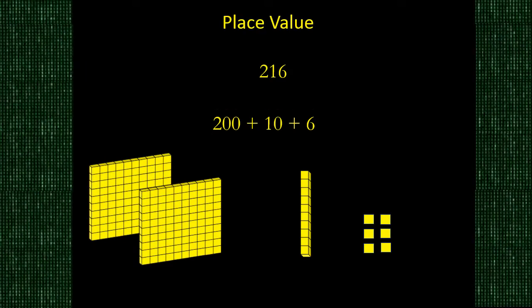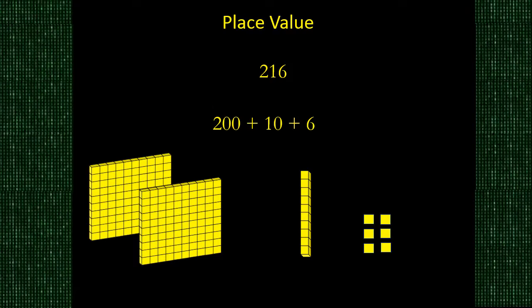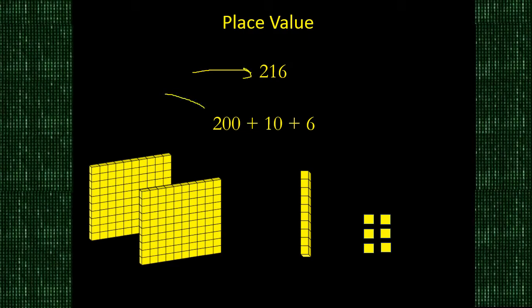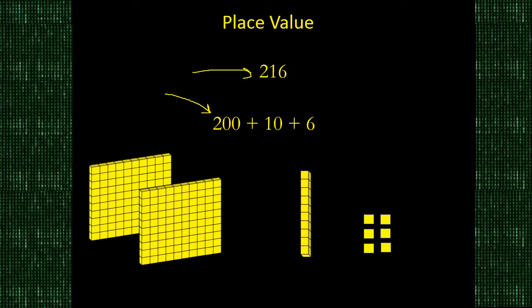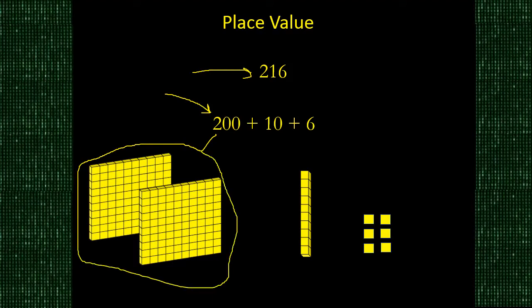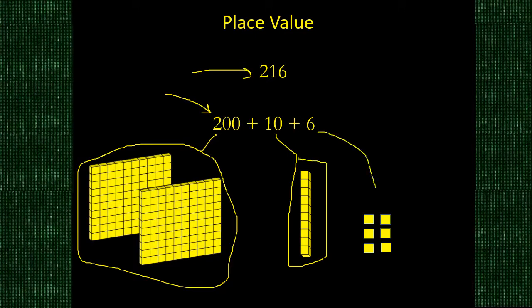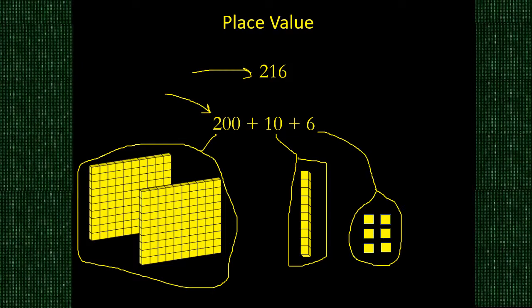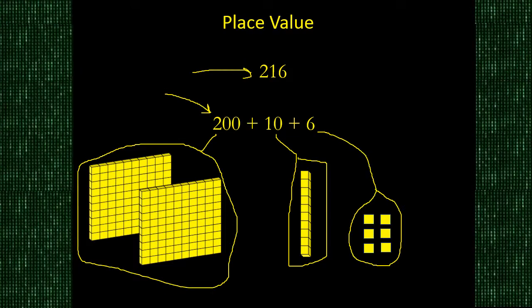So now let's take a look at this. We have the number 216. That is standard form right there. And then we have it in expanded form right here. And we can see it with the blocks. We've got 2 hundreds flats right there, so there's our 200. And we've got one tens rod and 6 ones. But there are other ways of writing it that can still help us make 216.